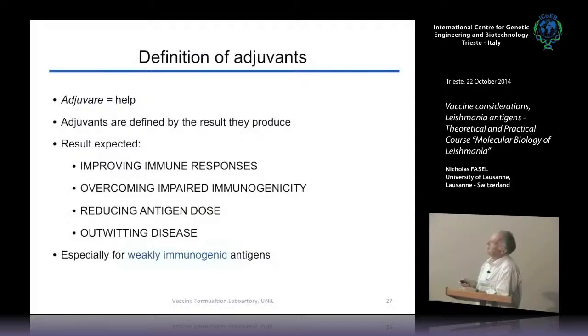So they are defined by the real results they produce. The results expected: they must improve the immune response, overcome impaired immunogenicity, hopefully reduce the antigen dose, which can help, and outwit the disease. And I think they are extremely important for weakly immunogenic antigens.